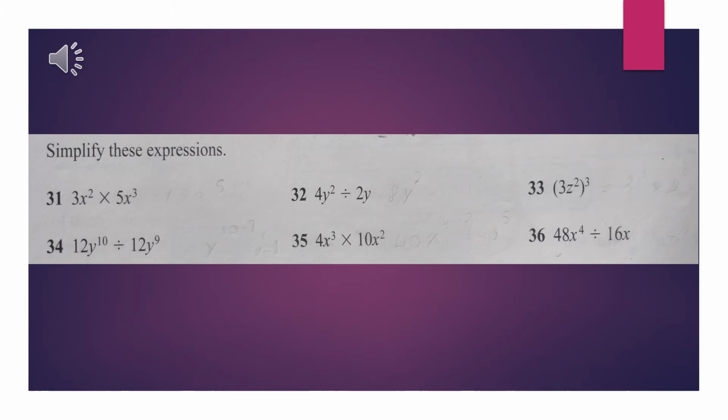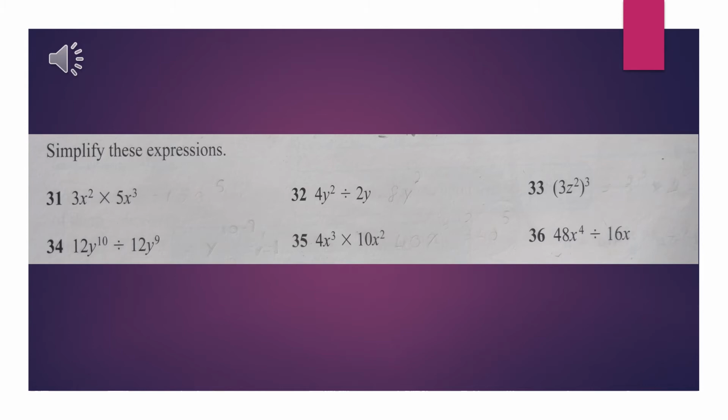Question 32: 4y to the power 2 divided by 2y. If you want, you can write it as 2y to the power 1. Then according to the second law of indices, 4 divided by 2 gives you 2, and y to the power 2 divided by y to the power 1 is y to the power 2 minus 1, that is y to the power 1, or y.